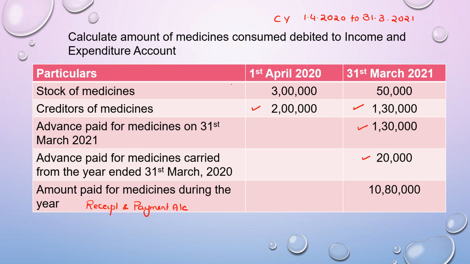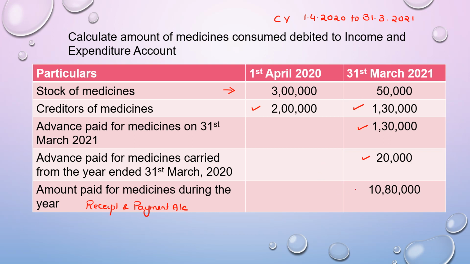Now, what are the other details that are left here? We have stock of medicine which we will not take into our creditors account, because stock of medicine is lying with the NPO and has nothing to do with the creditors. We will be using this to calculate the medicine consumed, but it would be a separate formula. After we calculate the amount using the creditors account, we would be adjusting it for the opening and closing stock.